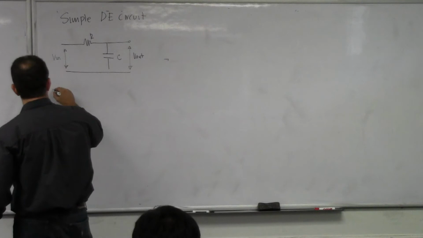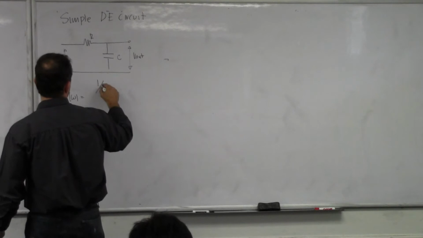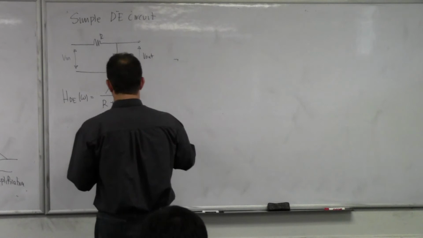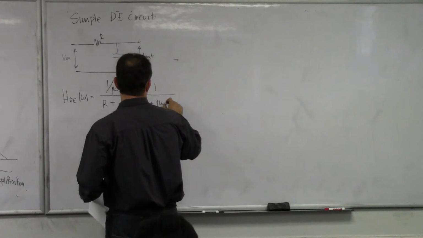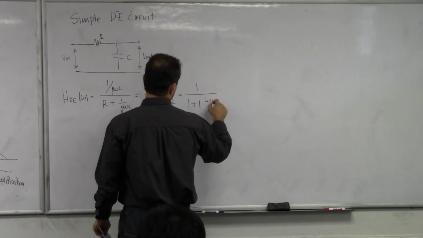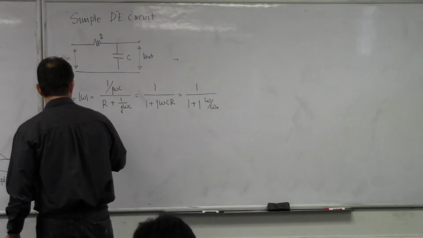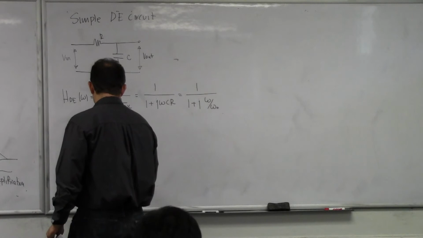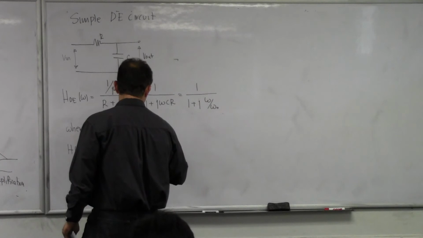Here, H de-emphasis of omega is going to be 1 over j omega C over R plus 1 over j omega C, which is going to be 1 over 1 plus j omega CR, or I can write that as 1 over 1 plus j omega over omega 0, where omega 0 is going to be 1 over RC. Or if I want to write everything in terms of frequency, H of f is 1 over 1 plus j f over f0, where this f0 is 1 over 2 pi RC.